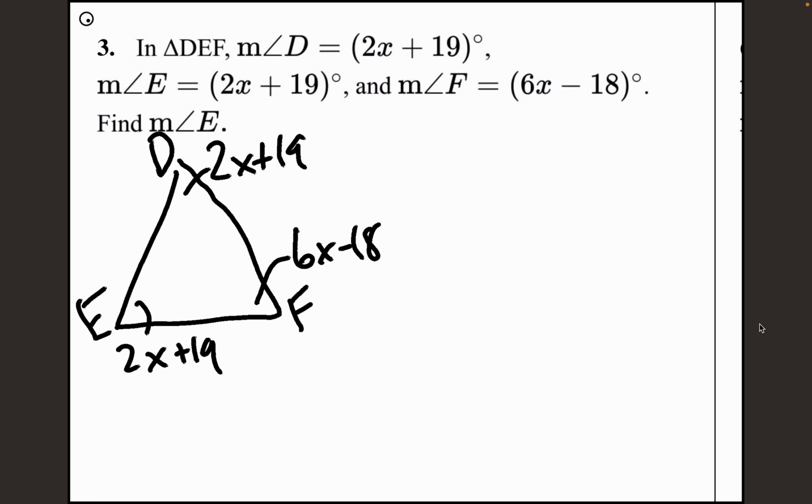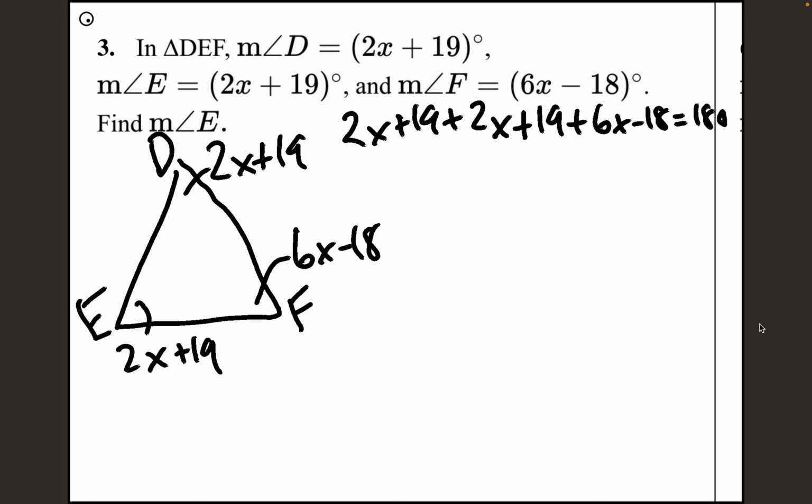Okay. Who can tell me how I set this one up? Add them all up and equal it to what, Ryan? All right, we're working on this together, so you can wait a second. All right, add my x's together. What are my x's together added up? 10x. What about my numbers?